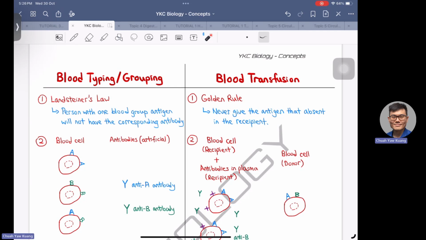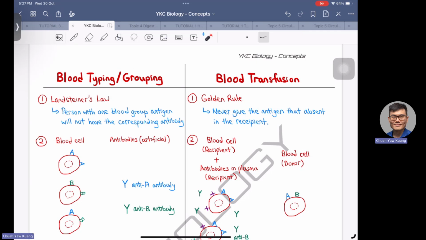On the other hand, blood transfusion always follows the golden rule. The golden rule states that we should never give the antigen that is absent in the recipient. In other words, we should never ever give the antigen that the recipient doesn't have.